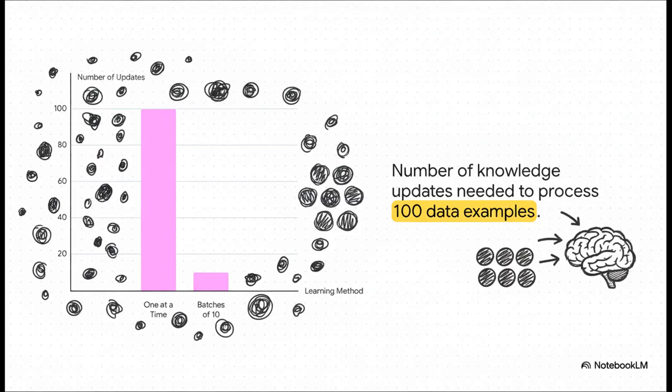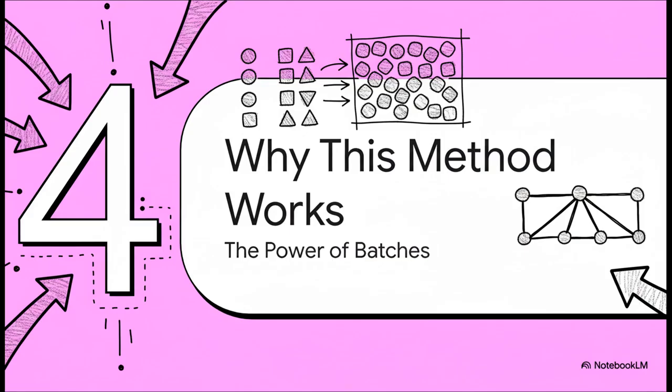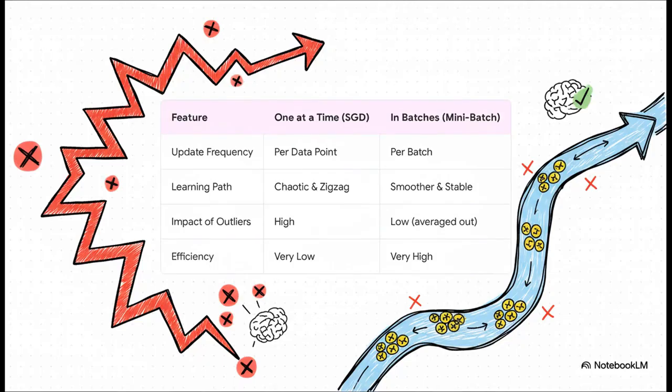That's a massive difference. So you might be asking, why is this one little change from one-by-one to batches such a big deal? Why is this the standard for pretty much all modern AI? Well, it all comes down to this. When you learn in batches, the path to getting smarter is just smoother and more stable. And remember that outlier problem? That one weird piece of data? With batches, its impact gets totally watered down, averaged out with everything else. It can't throw the whole system off course anymore. You end up with something that's way more efficient and, frankly, just more reliable.